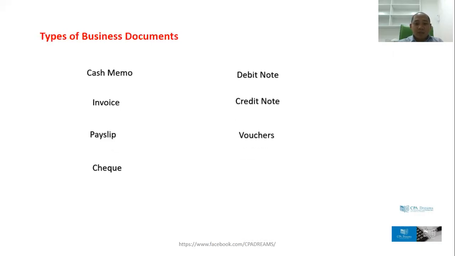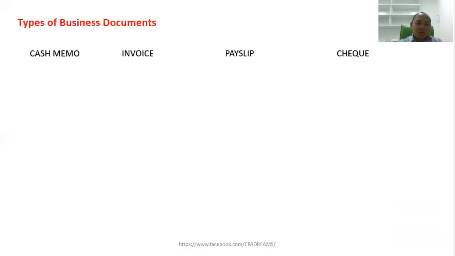Okay? So what are the types of business or source documents? Cash memo, invoice, payslip, check, debit note, credit note, vouchers, and bill. So these are 8 types that I picked as source documents. Now, let's take a look at the illustration or example of these source documents.